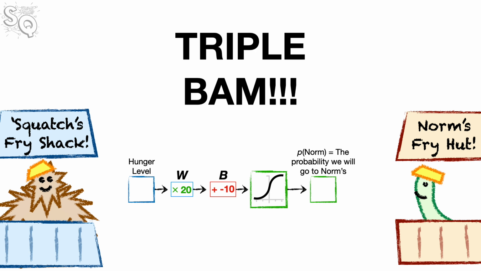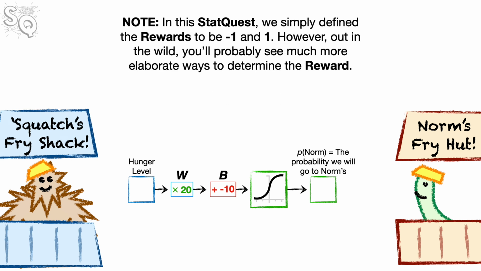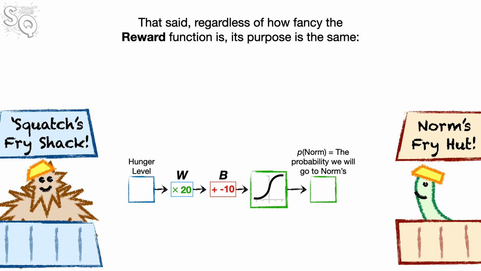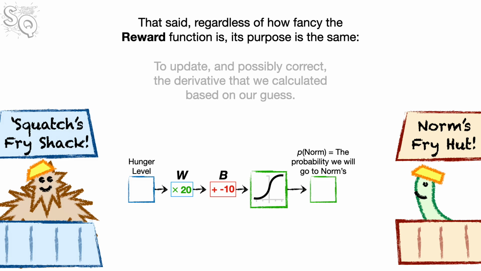Triple bam! Note, in this StatQuest, we simply define the rewards to be -1 and 1. However, out in the wild, you'll probably see much more elaborate ways to determine the reward. That said, regardless of how fancy the reward function is, its purpose is the same: to update and possibly correct the derivative that we calculated based on our guess.